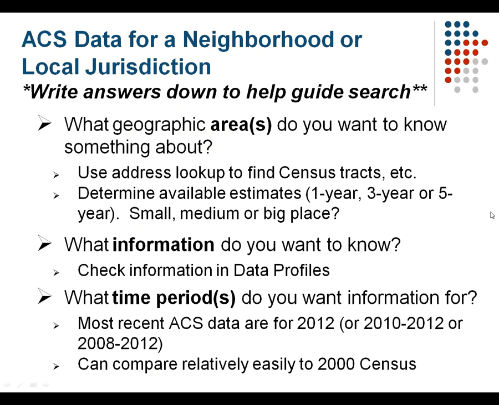And is it in one of those 4 data profiles? Because if it's in one of those 4 data profiles, that'll make the process for getting the information off FactFinder much, much easier, because it'll be these 4 tables that'll pop up at the top of your list. And then what time periods do you want information for? Do you want the most recent data? Do you want data from this year and last year? Do you want to go back a decade and look at the same data from the 2000 census? So all of those things would be good to write down before you get started.